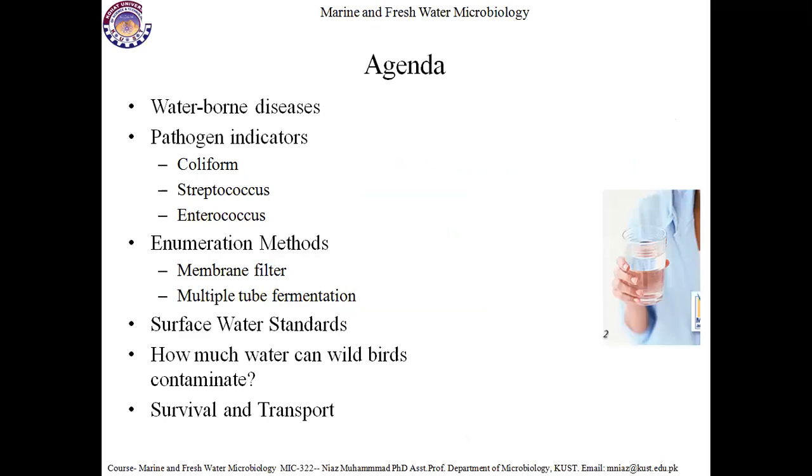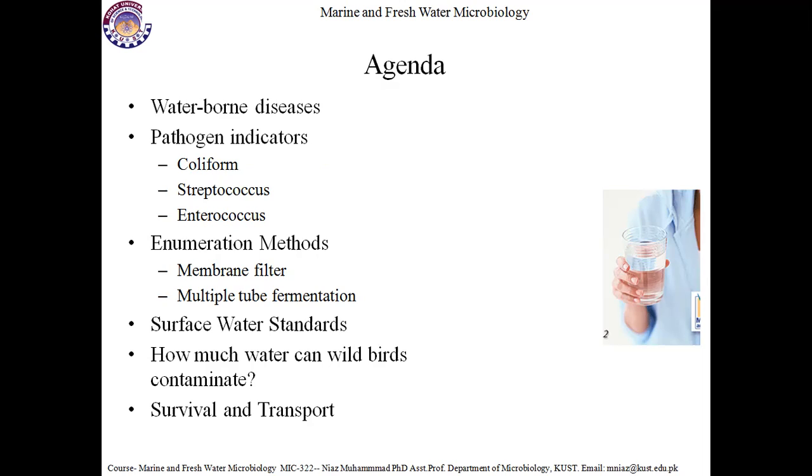So here is our outline agenda: waterborne disease, pathogen indicators, coliform, Streptococcus, Enterococcus, and enumeration method. In enumeration method, we will talk about the membrane filter technique, MPN multiple tube fermentation, and surface water industrial standards.